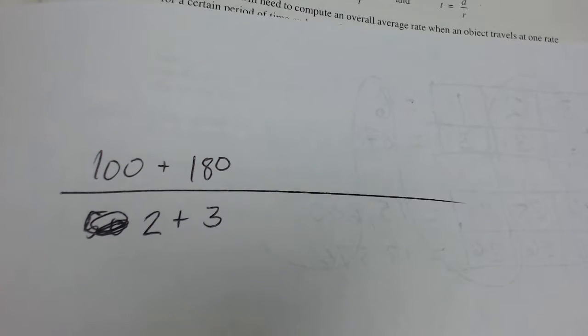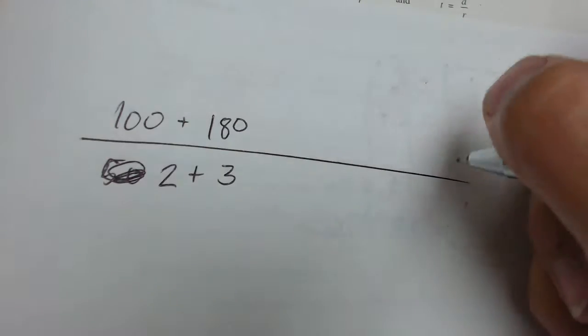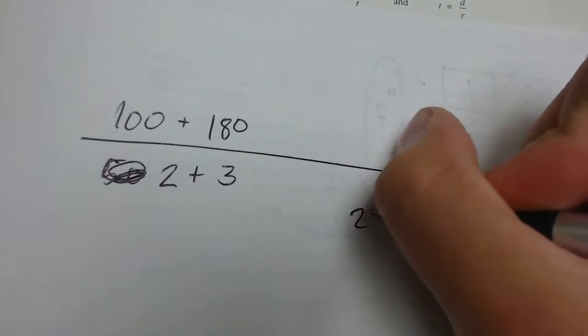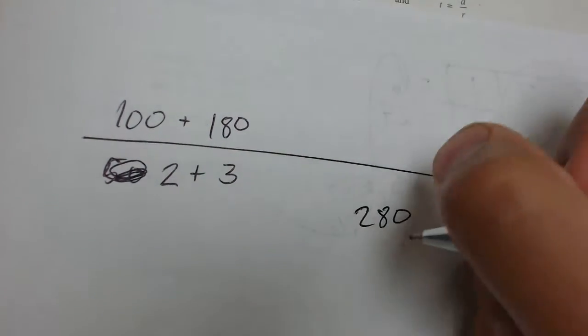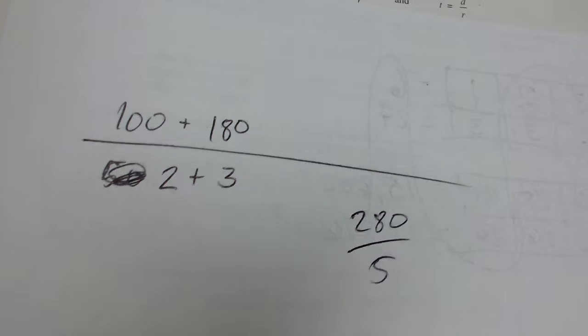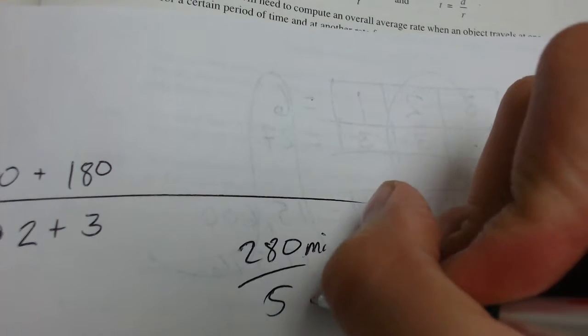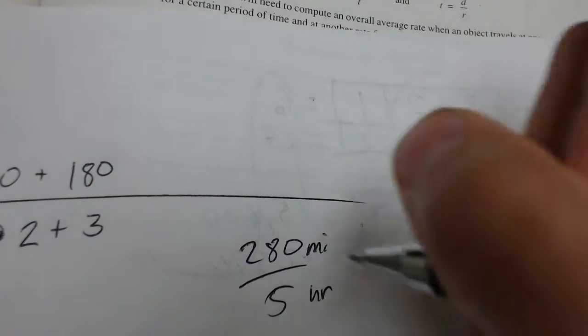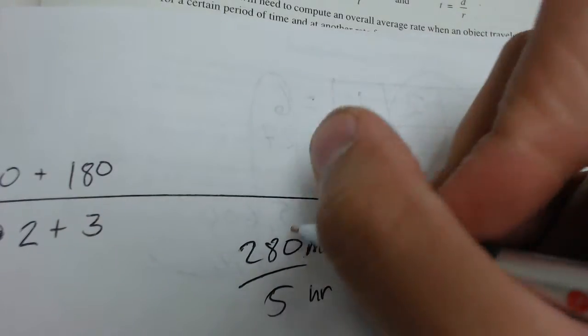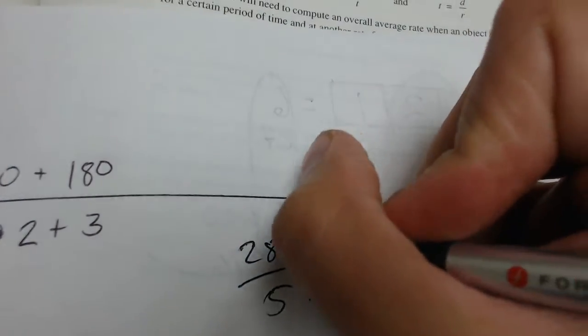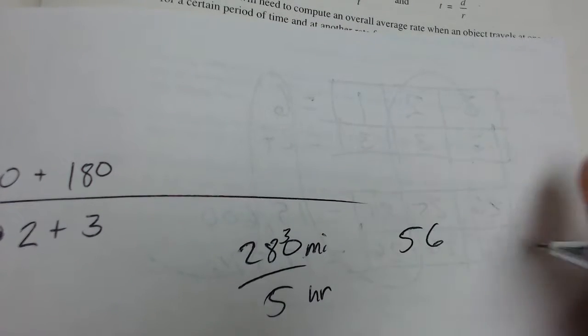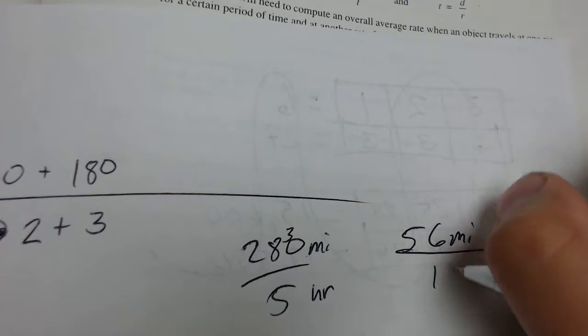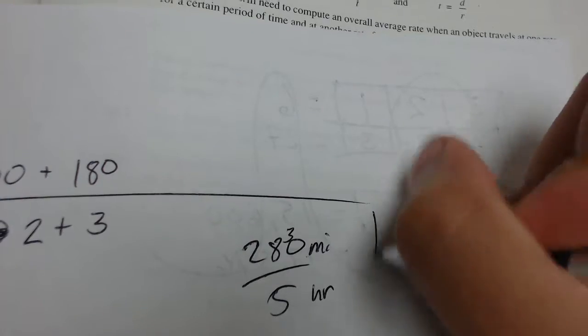So all I have to do is just add 100 to 180, which is going to equal 280. And then 2 plus 3 is 5. So I've got 280 miles over 5 hours. All I do is divide or simplify. 5 goes into 28 5 times. 3, 5, 6. So 56 miles in 1 hour. That is their average rate.